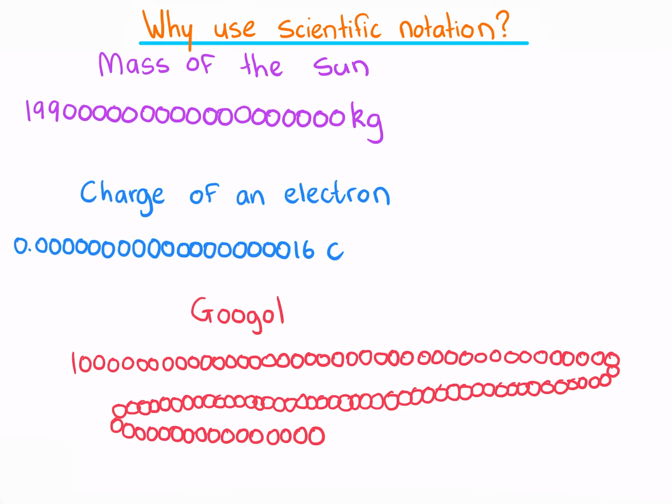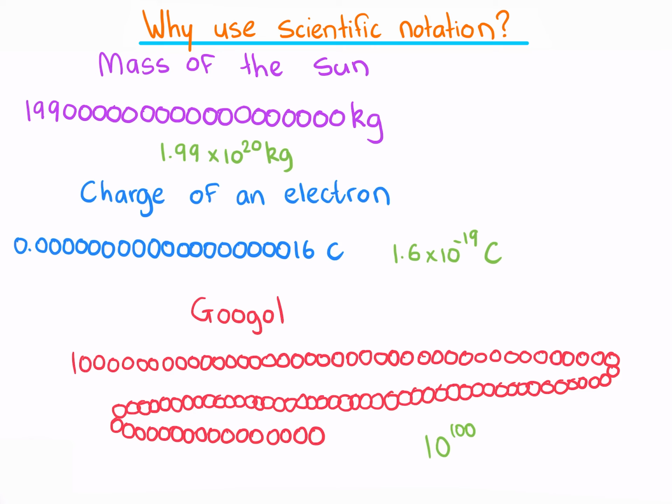Instead of 19900000000000000 kgs, we can simply write 1.99 times 10 to the 20 kilograms. Instead of our 0.0000000000016 coulombs, we can write 1.6 times 10 to the minus 19 coulombs. And instead of our googol, which I'm not going to attempt to say, we can instead write 10 to the power of 100. I hope this helps you appreciate what scientific notation is and just why we need it.